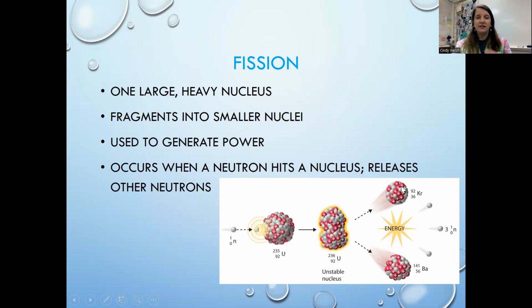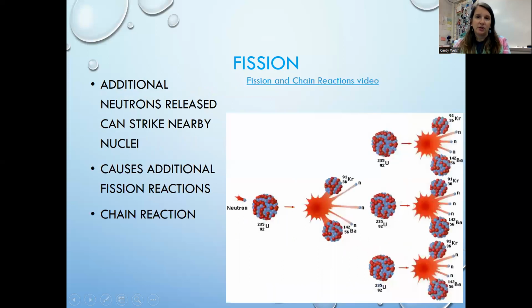Okay, so these big, large nuclei split when a neutron hits that large nucleus. And so the imbalance between the protons and the neutrons in that nucleus causes that nucleus to become unstable. And that unstable nucleus is then going to split into those two smaller nuclei. And as you can see, it gives off a lot of energy, which is why it's used to generate power. So there are nuclear power plants dedicated to fission, not necessarily for that other process that we're going to talk about in a minute.